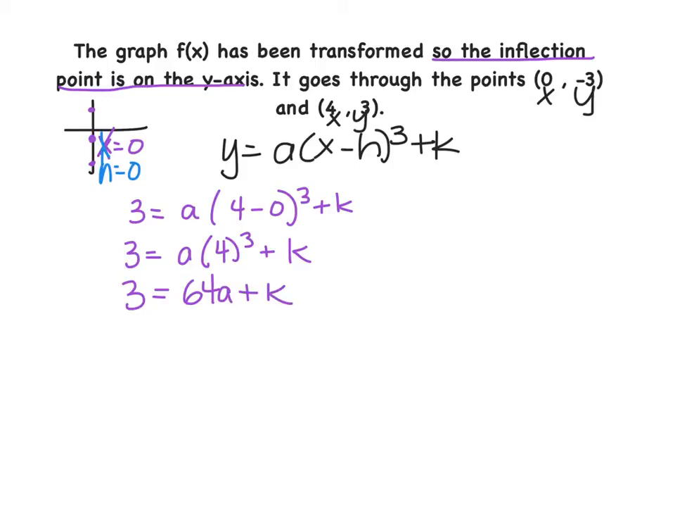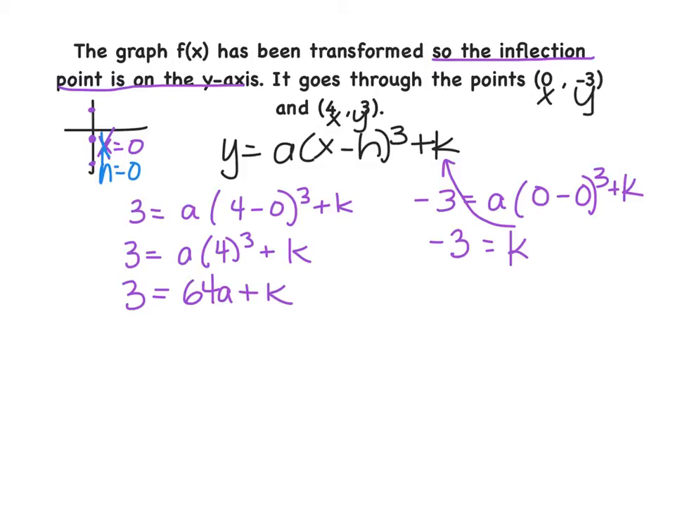I'm going to do the same thing with the other point. So y equals a times (x, whoops, my x is 0 minus my h is 0) cubed plus k. What does this do? This gives me that k is going to be negative 3, because right here 0 cubed is going to be 0, and 0 times a is 0. So k is going to be negative 3, which makes it really nice. So I know that k is going to go into there.